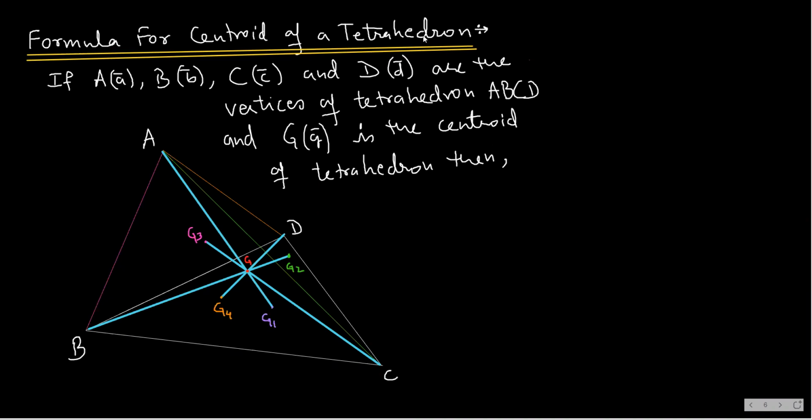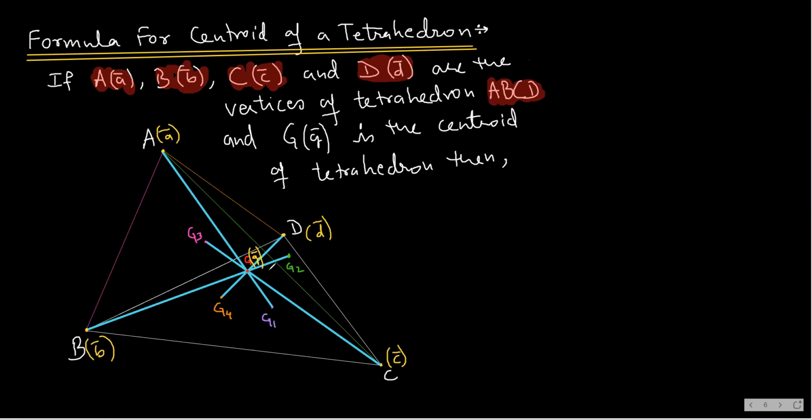The statement is: if A bar, B bar, C bar, and D bar are the vertices of a tetrahedron ABCD, which you see in the figure, with position vectors as follows: point A has position vector A bar, point B has position vector B bar, C has position vector C bar, and the vertex D has position vector D bar. Point G, which is the centroid of the tetrahedron, has the position vector G bar.